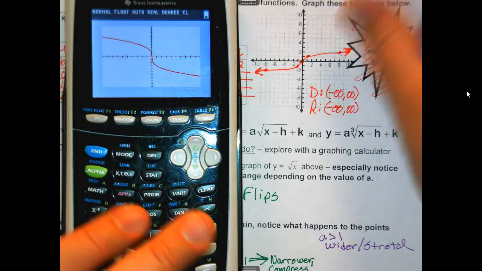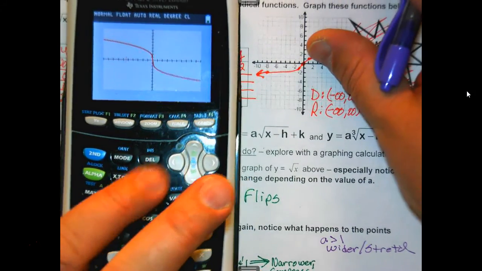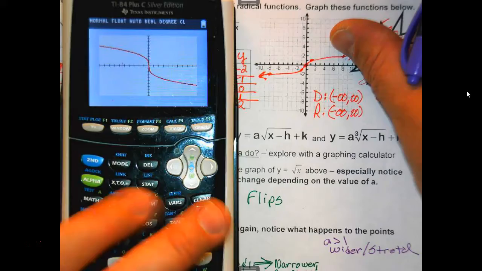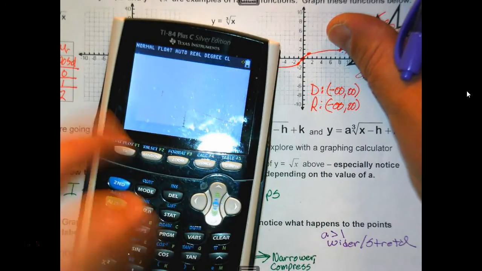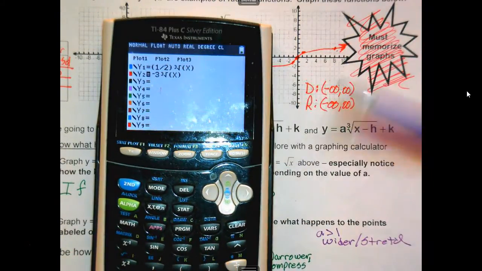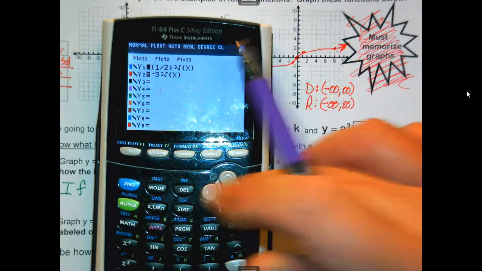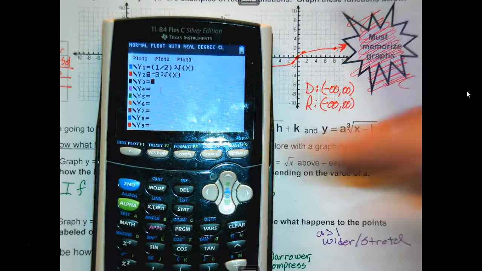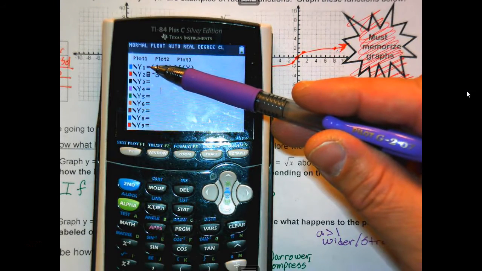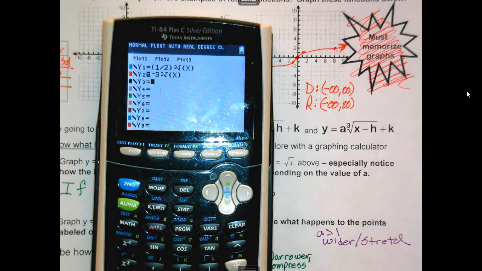Pretty cool, huh? You guys are so shocked. I just turned the top one off. I did that by highlighting the equal sign. You want to keep your equations in there? You could just turn them off by highlighting the equal sign.